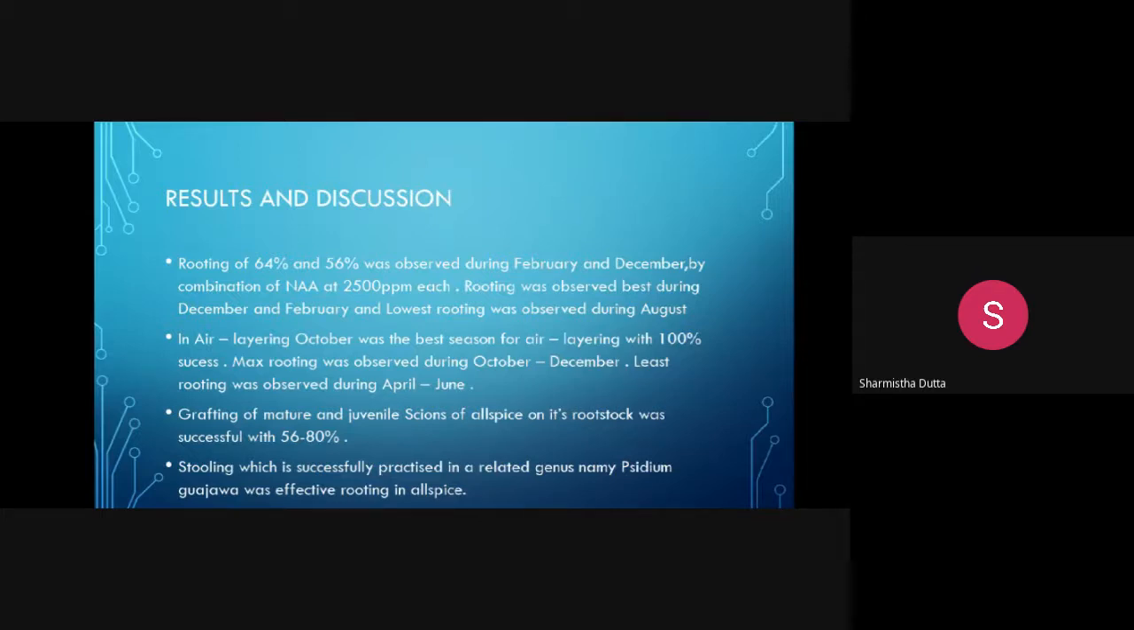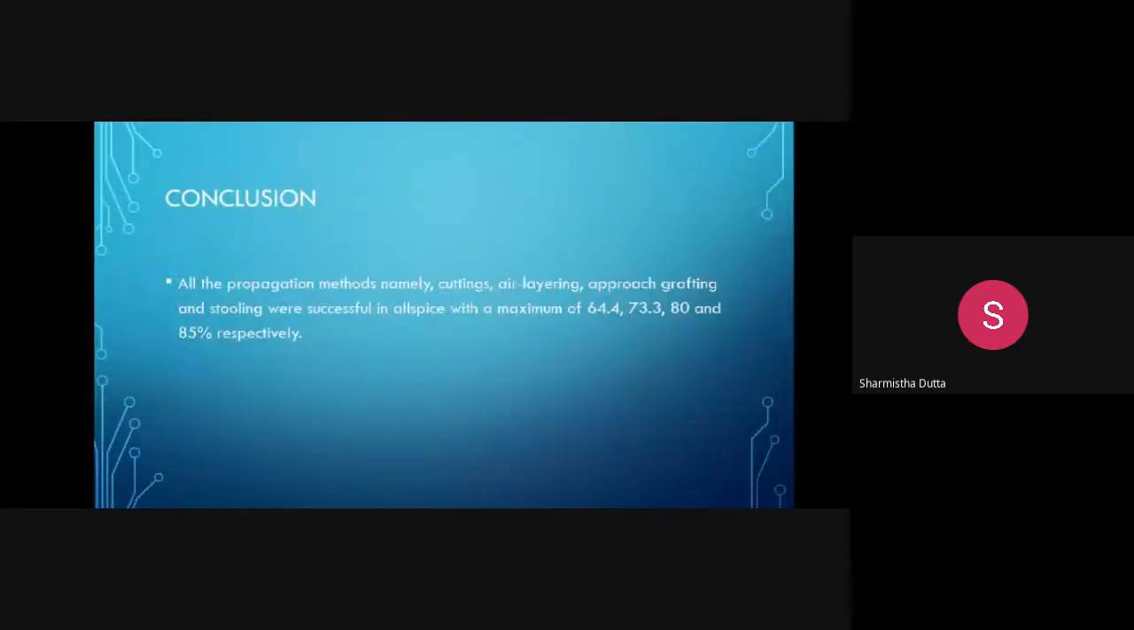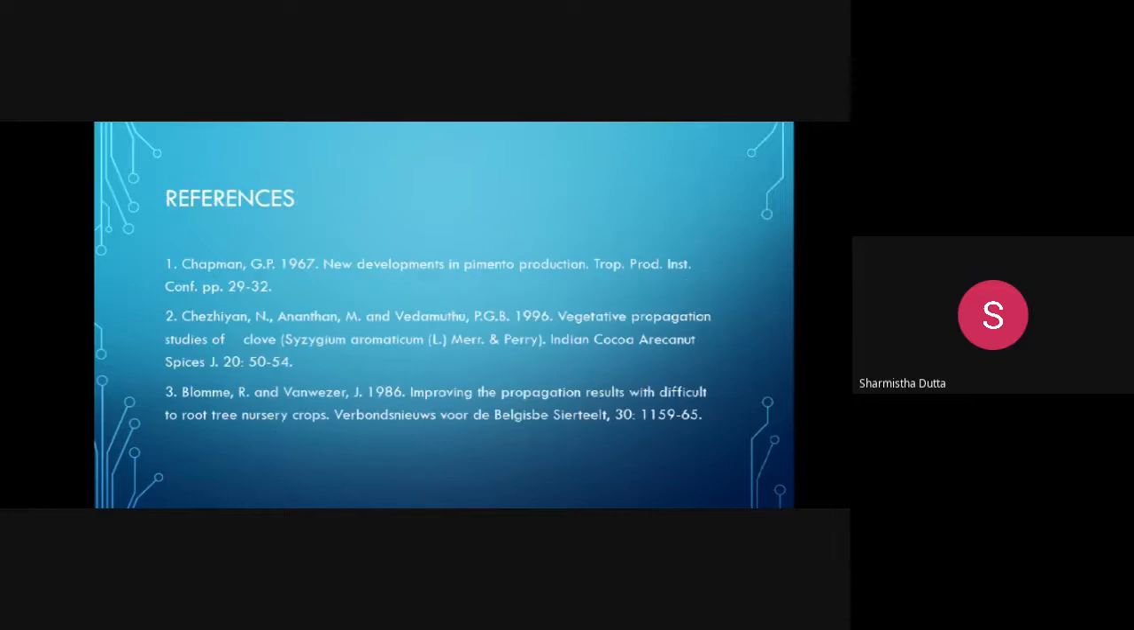And yes, in this stooling method was also successful in allspice. And in conclusion, they have concluded that all the vegetative propagations like cuttings, air layering, grafting and stooling were successful to a maximum of 64.4% to 85%, and all the methods were successful for this allspice species. And these are the references.